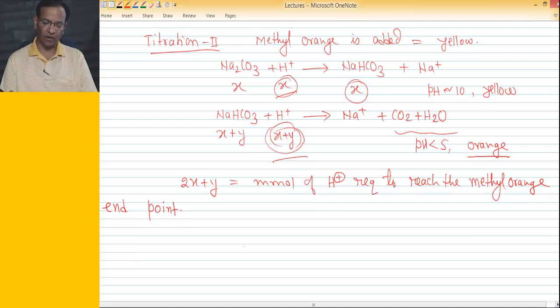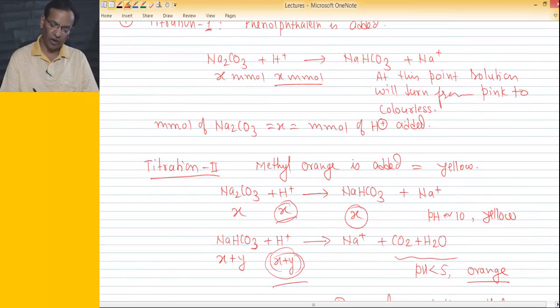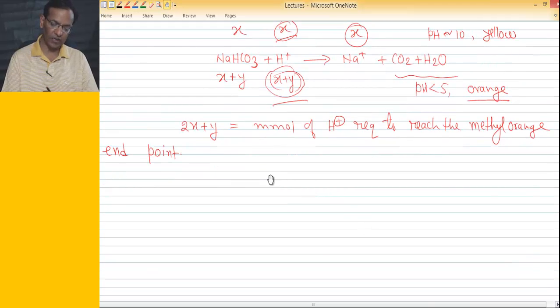So from phenolphthalein titration, we have already determined x. Now from the second titration, we know 2x plus y, so substituting x from the first experiment, we can determine y, and we can know the amount of sodium carbonate, sodium bicarbonate in the sample. This is one way.